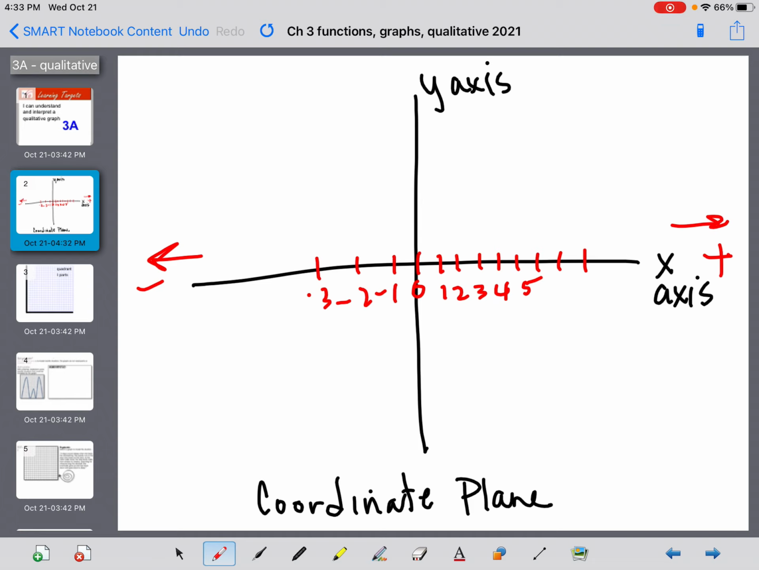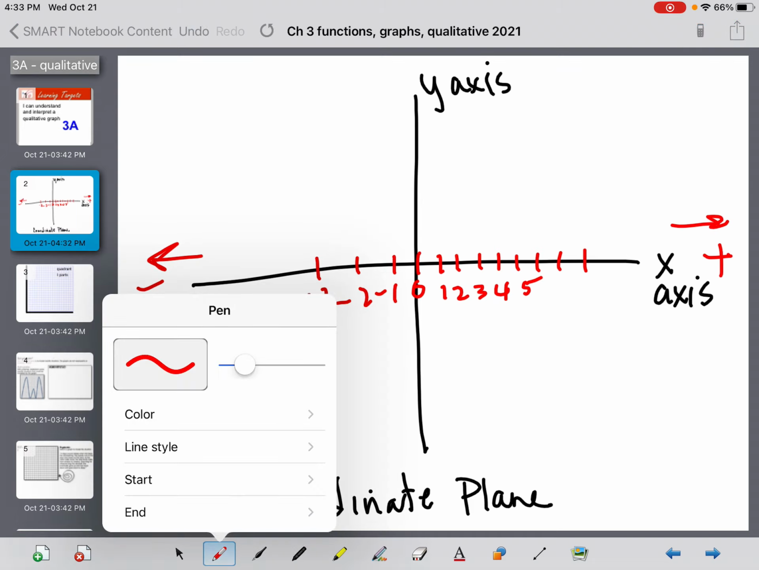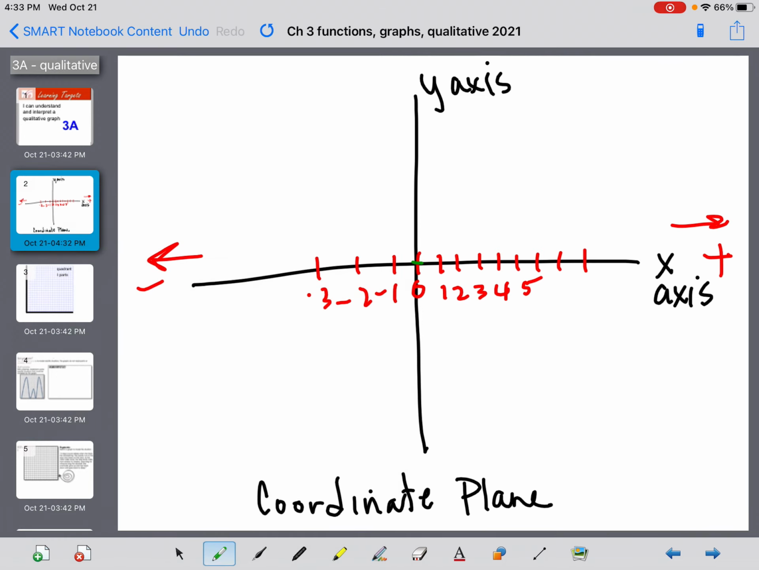My y-axis is kind of like a thermometer where I have 0 in the middle. So this spot in the middle is 0 for my y. And then all my positive numbers go up, so I'm getting more and more positive up. And then my negative numbers are on the bottom and go down in this direction. So that's kind of my coordinate plane.